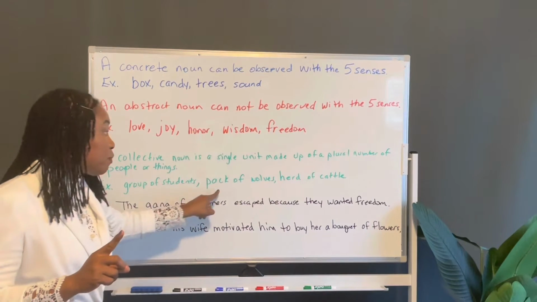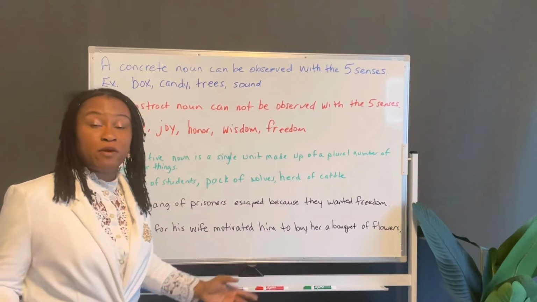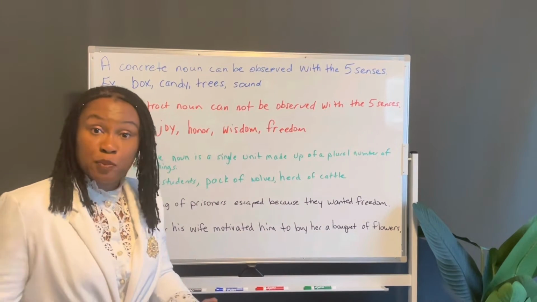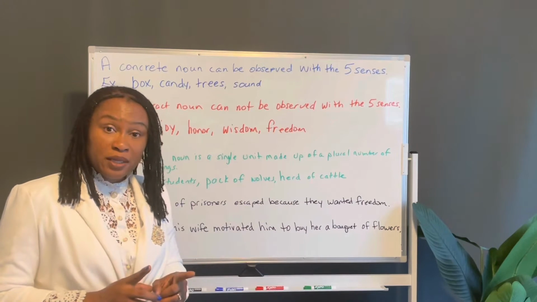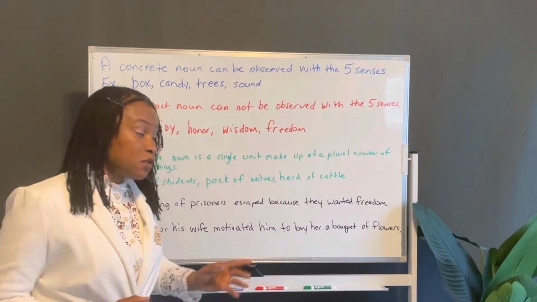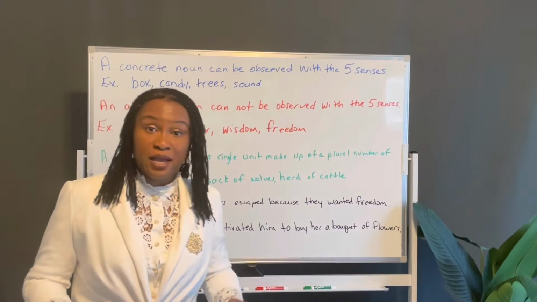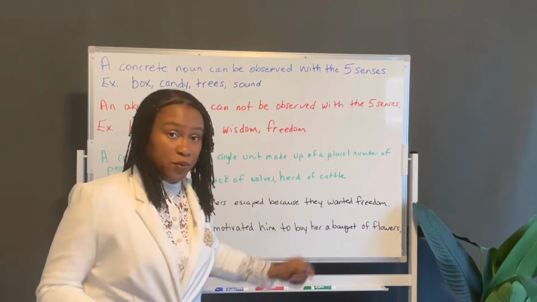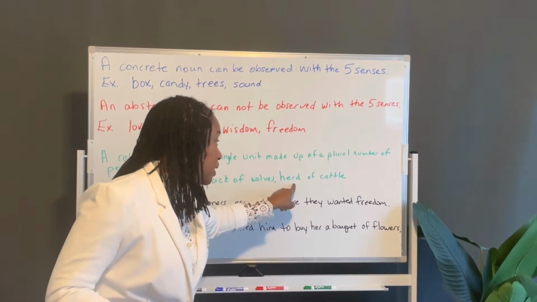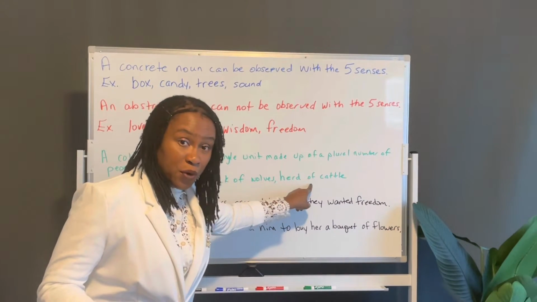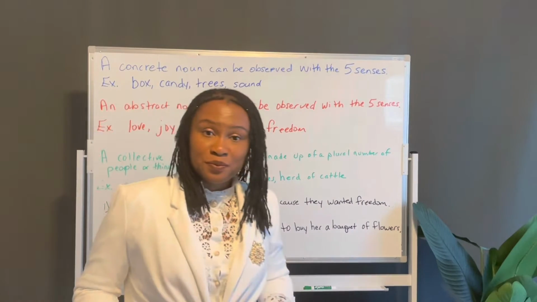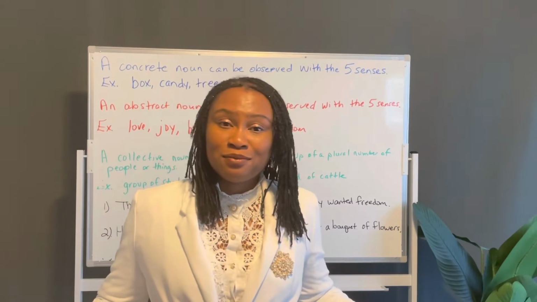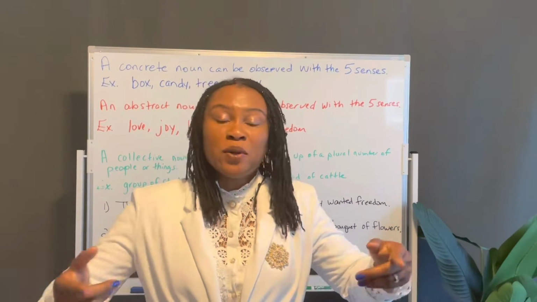Same thing with pack of wolves. There may be 6 or 7 wolves in the pack, which is plural, but because it's in one single unit, that makes it singular. So these are singular collective nouns. Herd of cattle. So the herd is the noun. Pack of wolves. Seems pretty easy, right? Okay, well, let's try 2 examples.